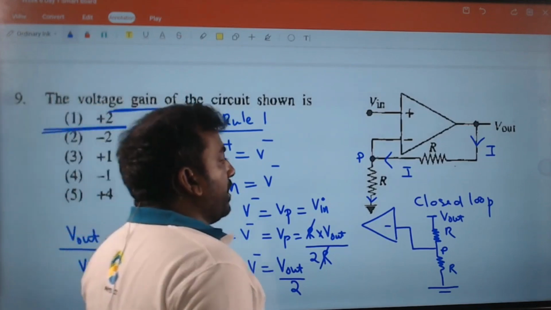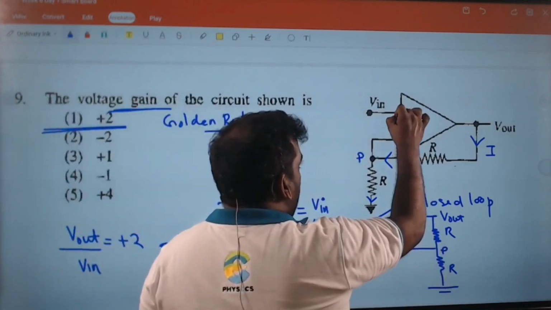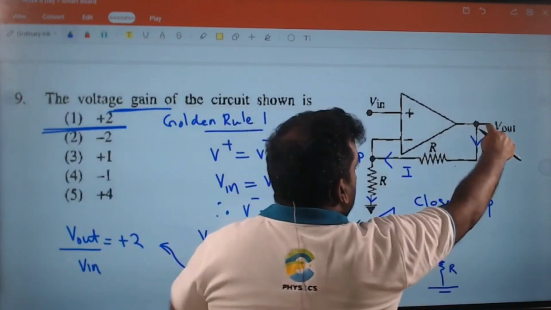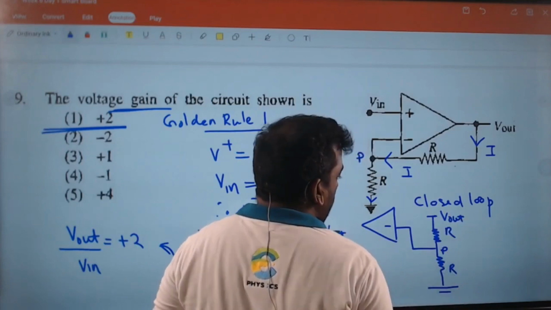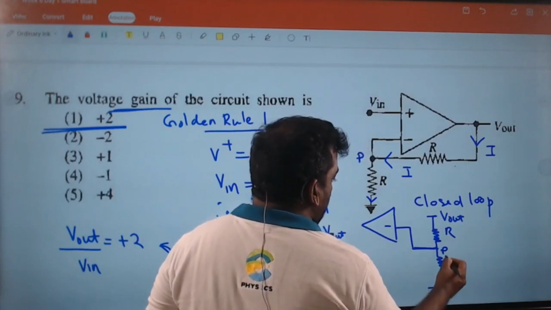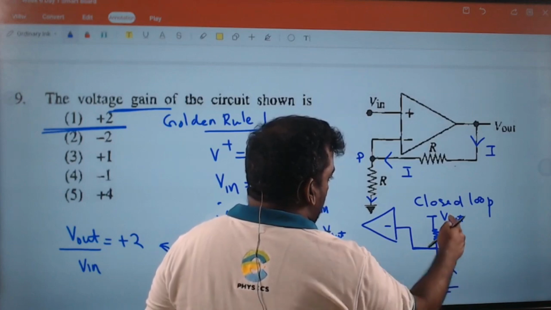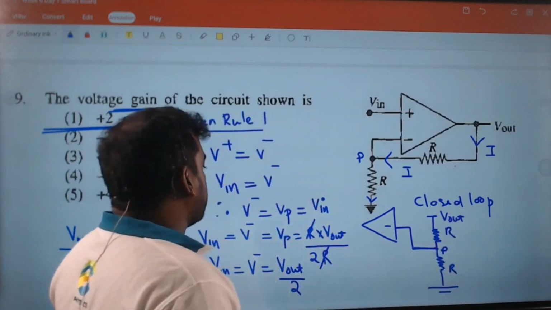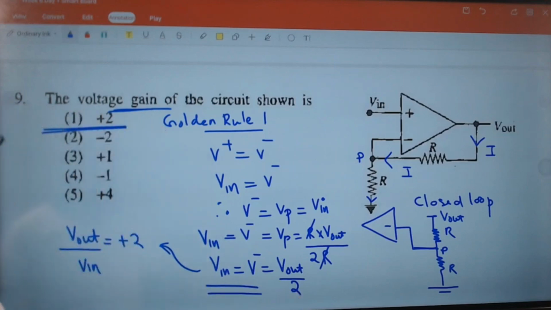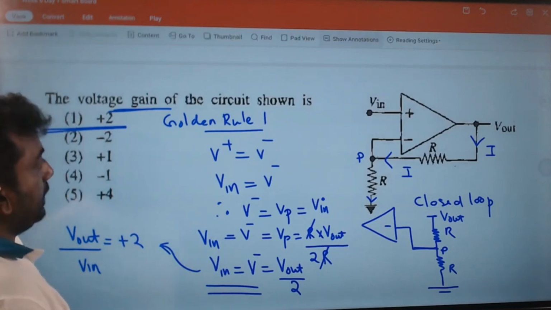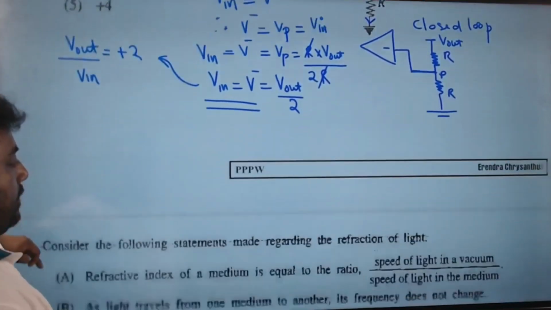So golden rule number 1, V plus equal V minus. This part of the circuit separately draw. Output voltage grounded. Vp here is voltage from here. R times total voltage divided by the addition. From this you can get the V input value. So gain is equal to output over input, plus 2. Right? No? Right.